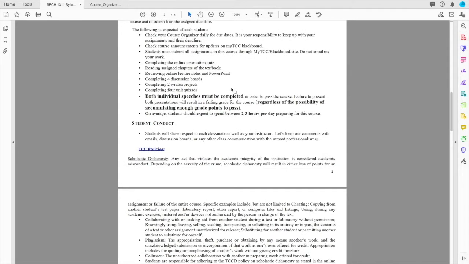There will be 4 discussion boards. There is 1 discussion board for each unit lesson. You will also have the 2 written projects, and like I said, that is why you are required to purchase the textbook, because you're going to need the textbook to answer the questions on those written projects. There will be 4 unit quizzes. Each unit has a quiz.